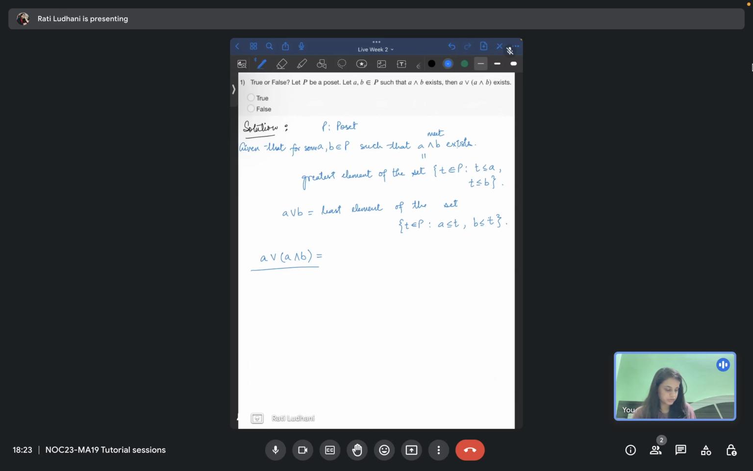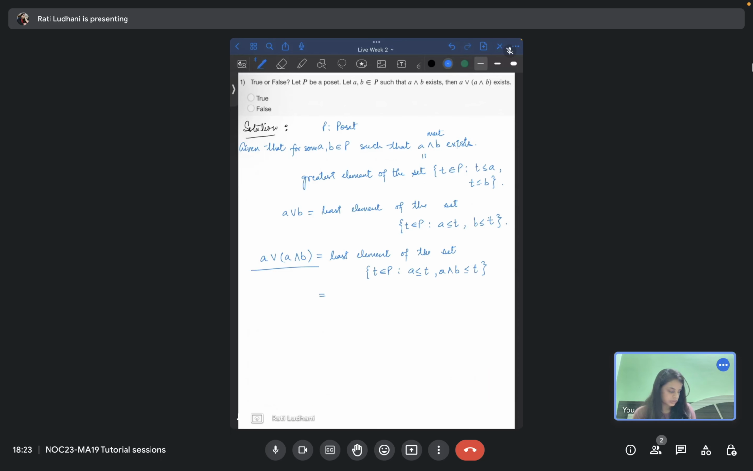So let's see. What is this? To write it as a definition, this is the least element of the set of T belonging to P such that A is less than or equal to T and A meet B is less than or equal to T. So we are searching for the least element of this set.